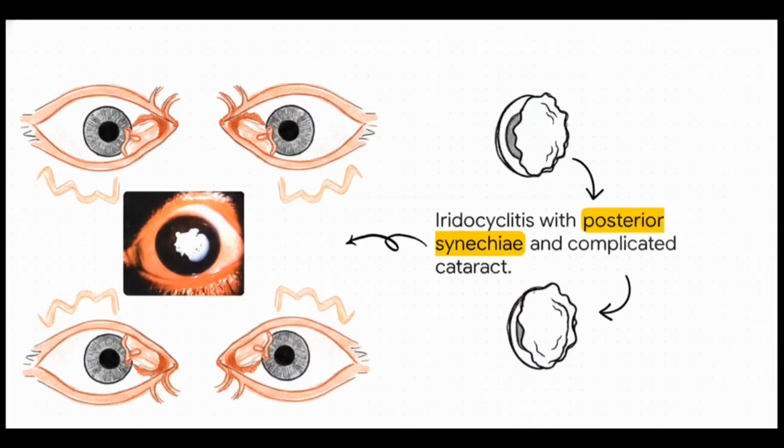Just to bring this abstract pathology into a terrifying clinical reality, take a look at the irregular, festooned pupil in this patient suffering from iridocyclitis. You see that irregularity? That is caused by severe posterior synechia. The inflamed iris is literally glued down to the structures behind it. And right there in the center, you can clearly see the white opacity of a complicated cataract. This is exactly what untreated inflammation does to the human eye.